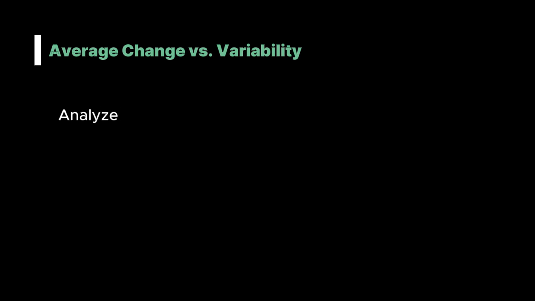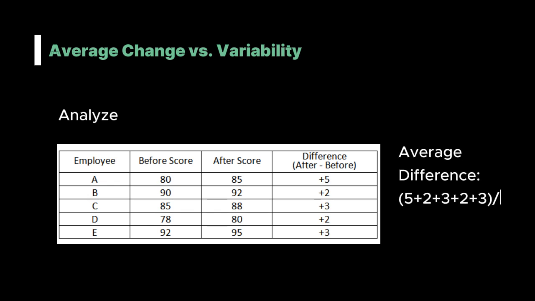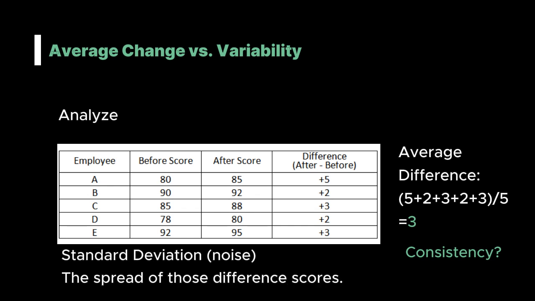Now, we analyze this new difference column in terms of average and standard deviation. On average, productivity went up by 3 points. But how consistent was that 3-point gain? Did everyone improve by 3? Or did some jump 10 while others dropped 4? The standard deviation tells you the variability, or noise, in your training impact.